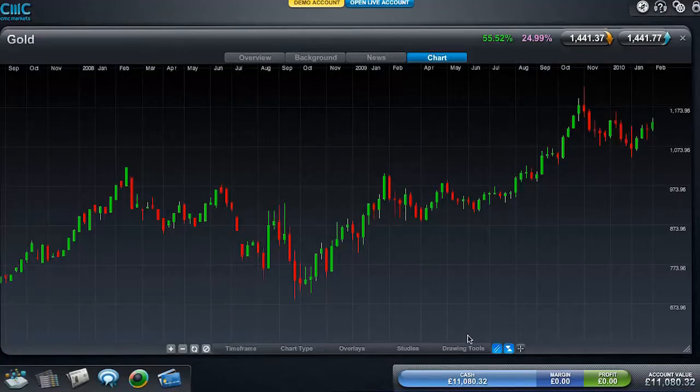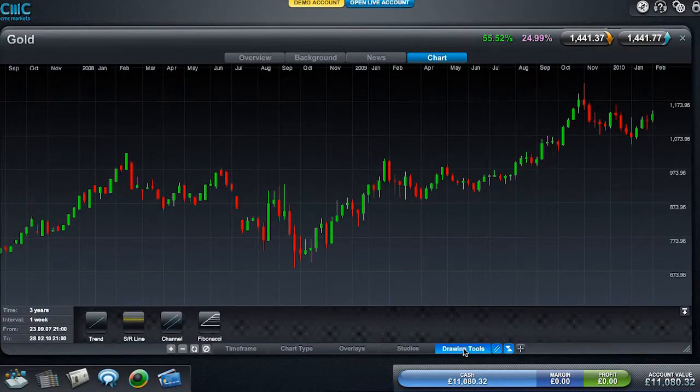Now, a resistance level is an area higher than the current market price where we find the sellers come back into the marketplace. And what actually happens is the price seems to fall at this level. Now, we can trade off the back of that in a number of different ways, but let's try and identify that resistance line first. So if we go down to the drawing tools, we have one there called the S&R line.